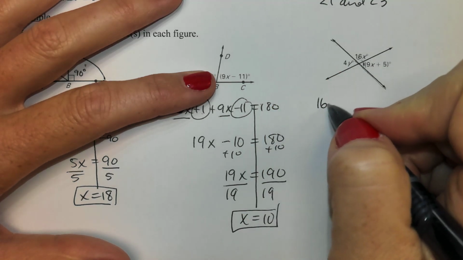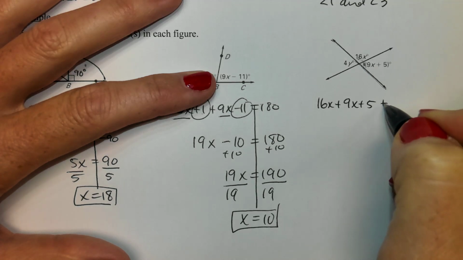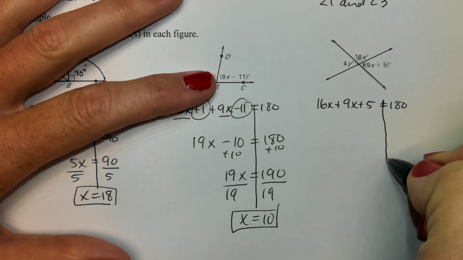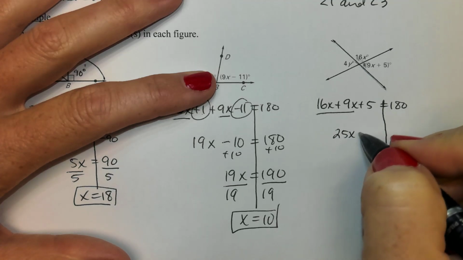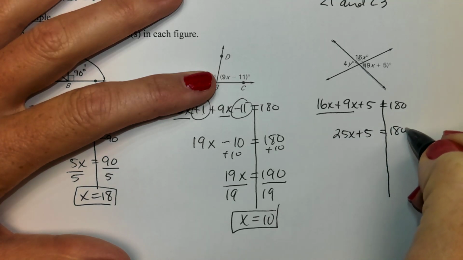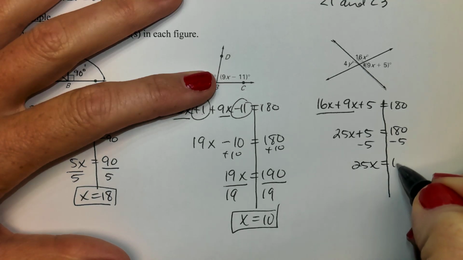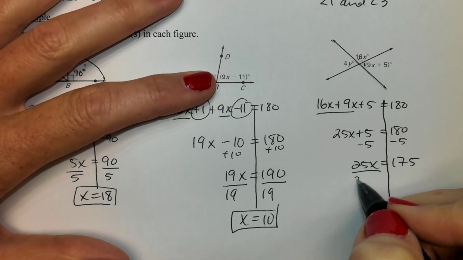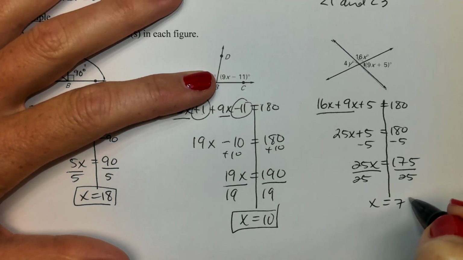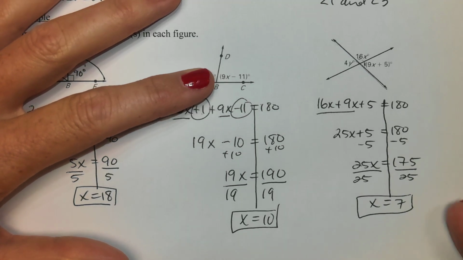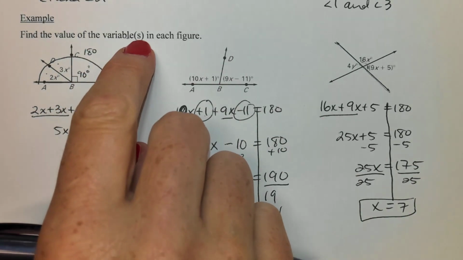So 16x and 9x plus 5 equals 180. Draw that fence down. We're going to add our like terms. So 25x plus 5. Let's subtract our 5 over, and now we're going to divide by that 25. And x is 7.